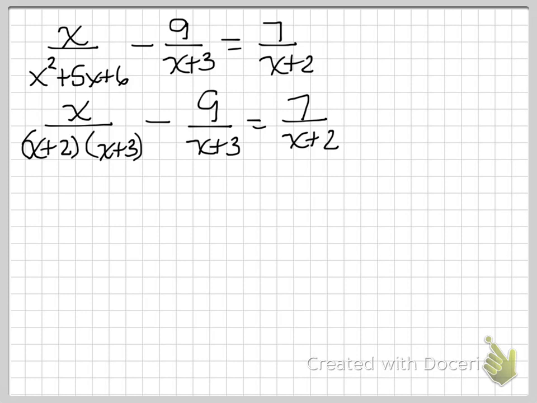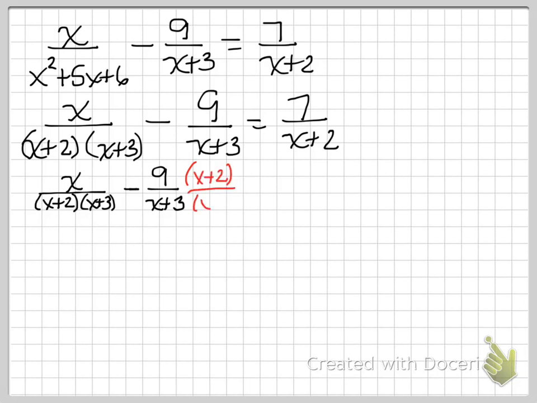So in the first one, I don't have to change a thing. It's already there. My second fraction, it's missing the x plus 2. So I'm going to multiply the top and the bottom by x plus 2. My third fraction is missing the x plus 3. And I started writing a 3 there. It needs to be a 2. So times x plus 3, x plus 3.